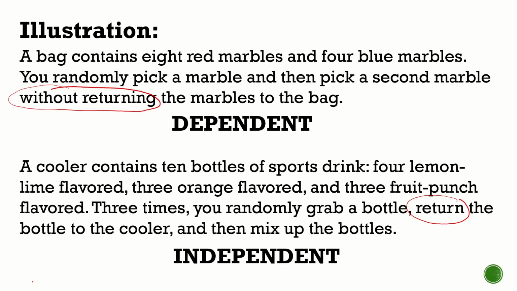For dependent events, when you pick one, in this case, there are 12 marbles together. So you pick one, the denominator is 12. For the second event, the denominator will be 11. So that event is affected by the previous event.